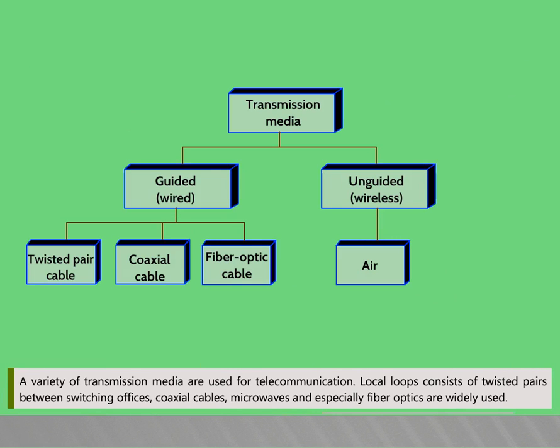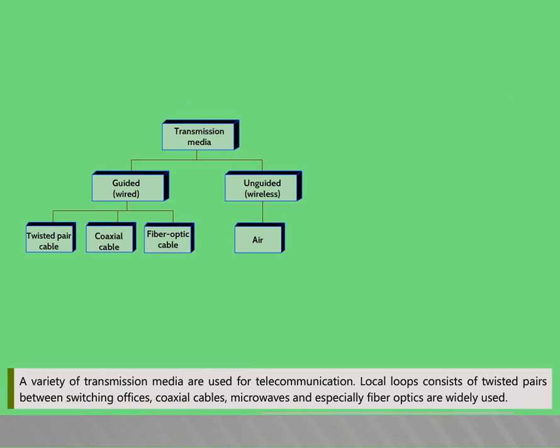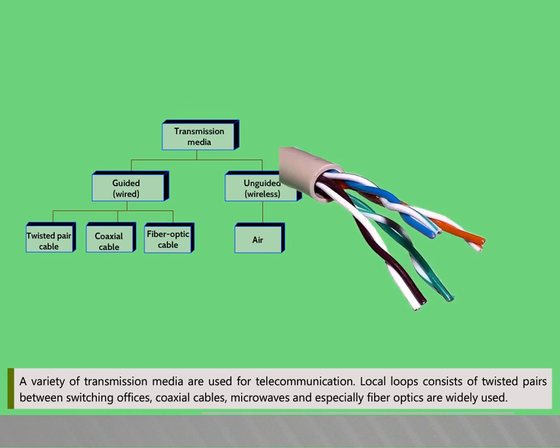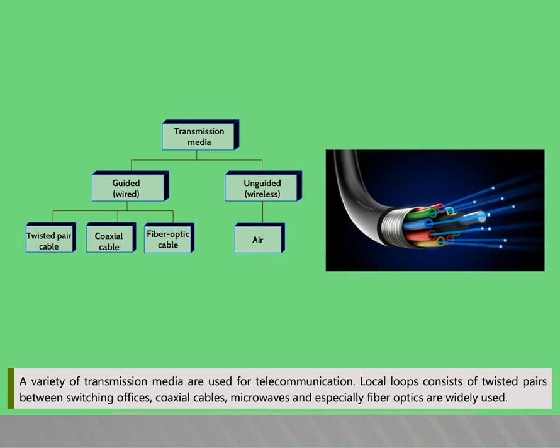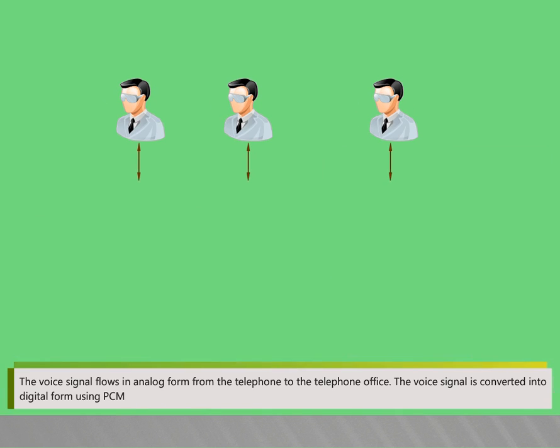A variety of transmission media are used for telecommunication. Local loops consist of twisted pairs between switching offices. Coaxial cables, microwaves, and especially fiber optics are widely used.